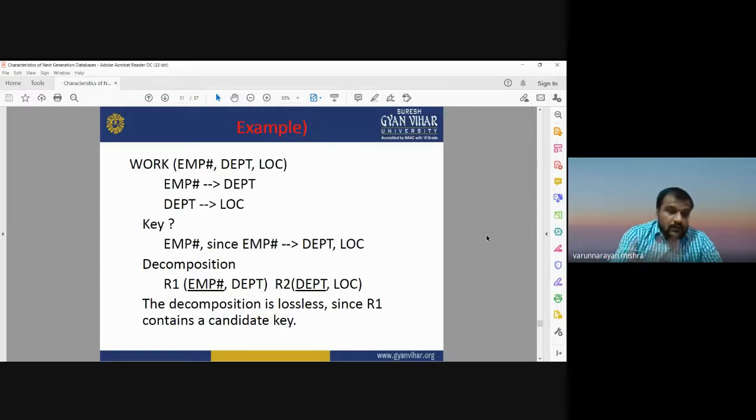So during the decomposition process, we have two sub tables R1 and R2, where the first table R1 has employee number and department, and the second table R2 has department and location. So the decomposition is lossless since R1 contains a candidate key, and when we join R1 and R2, we can construct the original table. That's why it is considered a lossless decomposition.